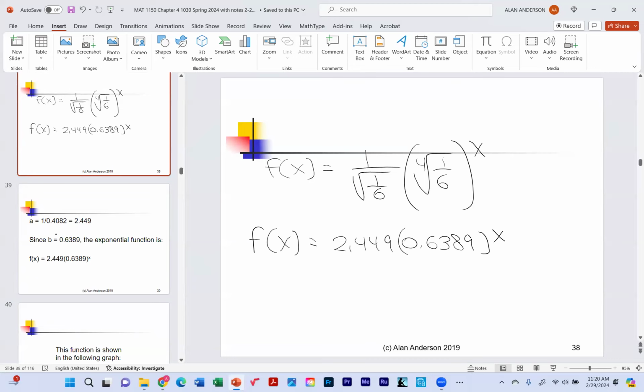Wow, what a mess that was. See, there's the only unfortunate thing about these exponential functions. They can get really messy in a hurry. And I mean really messy.